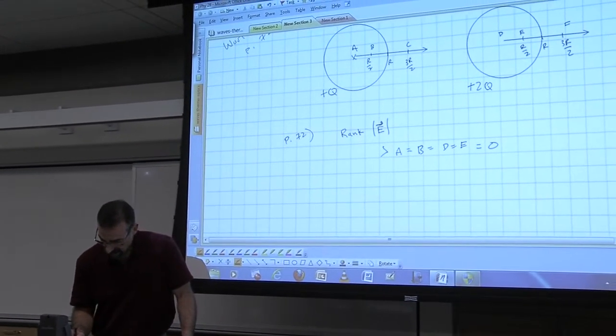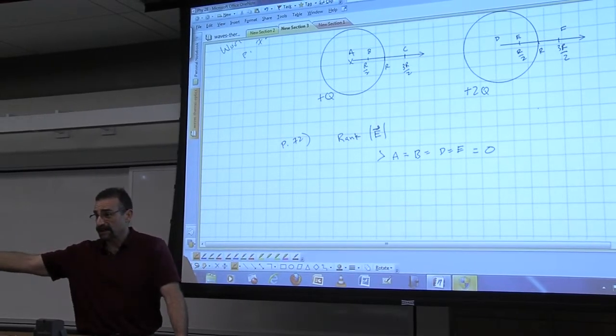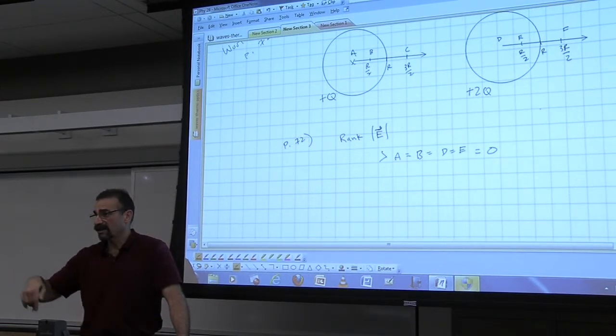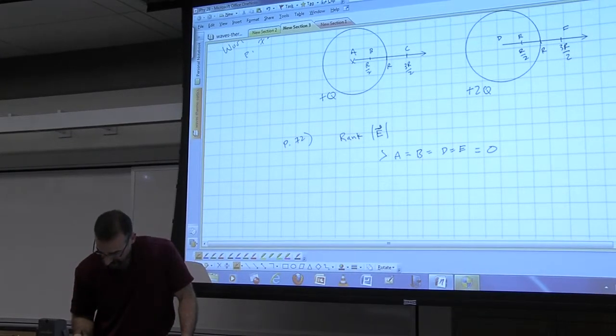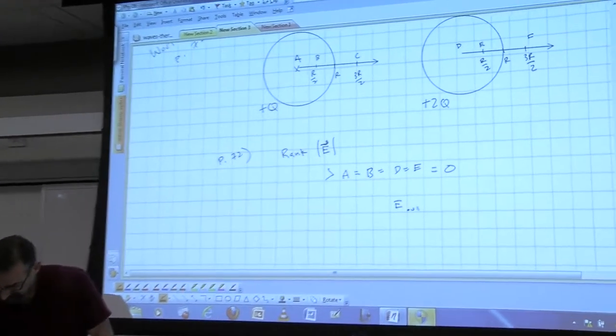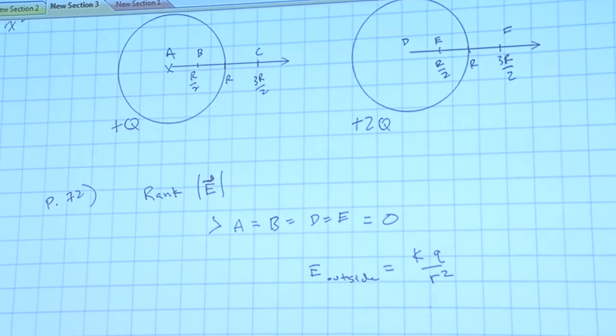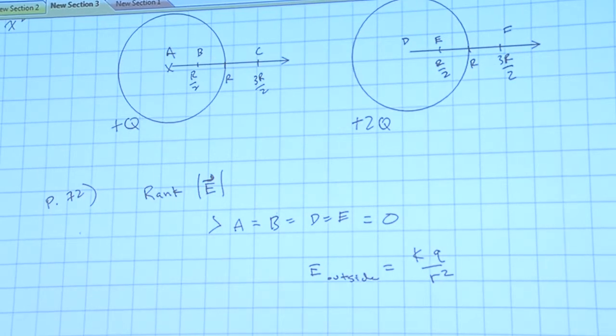Okay. What's next? What do you do when you're outside of a spherically symmetric charge distribution? Treat it as a point charge, KQ over R squared. So which one is going to be biggest? F, because they're the same distance, but F has twice as much charge. We okay with that?